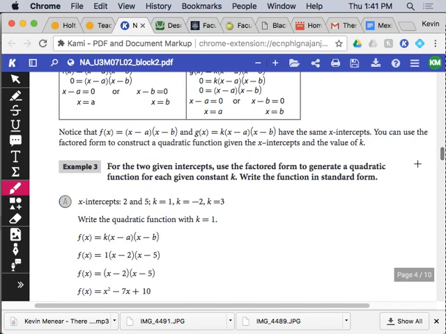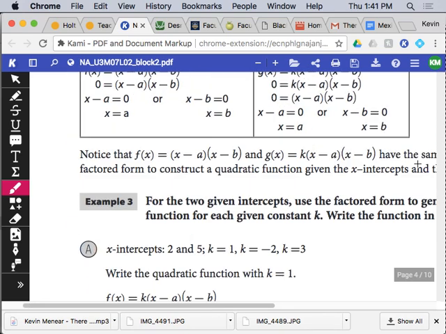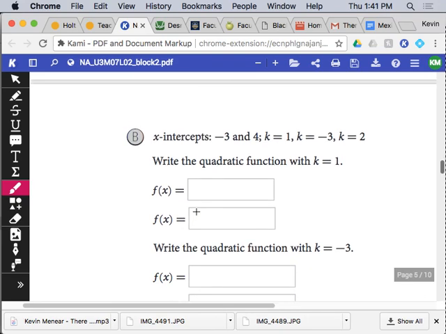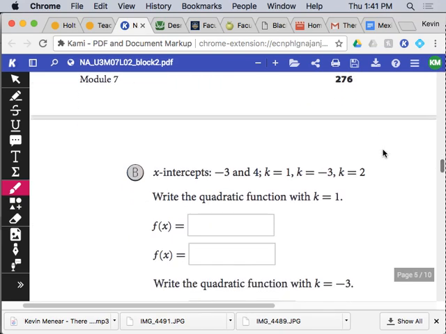I'm not going to explain it too much, I'm just going to go right into it. Alright, so you see that here's this example here, but I'm going to do the one that isn't already done for you. So step B, at the top of page 277.